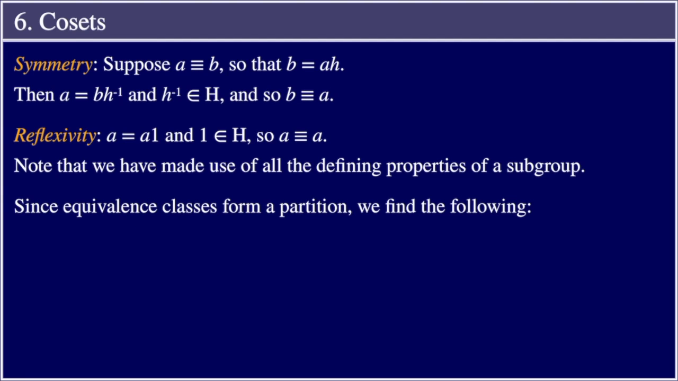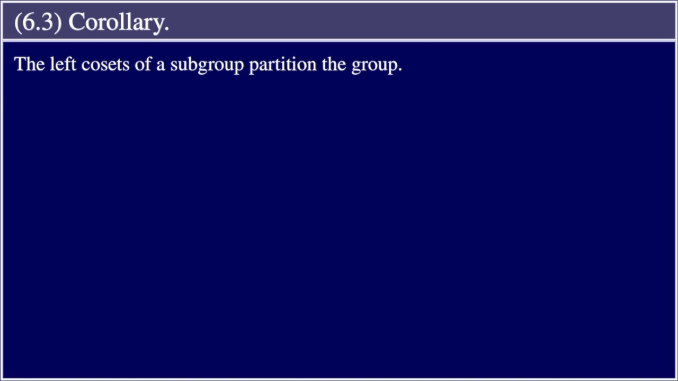Symmetry. Suppose a is congruent to b, so that b is equal to ah. Then a is equal to bh inverse, and h inverse is a member of H. And so b is congruent to a. Reflexivity. a equals a1, and 1 is a member of H. So a is congruent to a. Note that we have made use of all the defining properties of a subgroup. Since equivalence classes form a partition, we find the following. 6.3. Corollary. The left cosets of a subgroup partition the group.